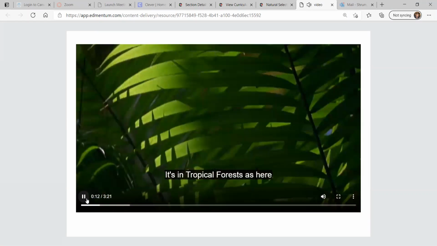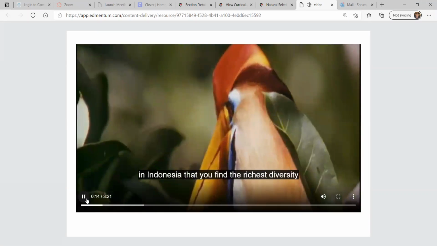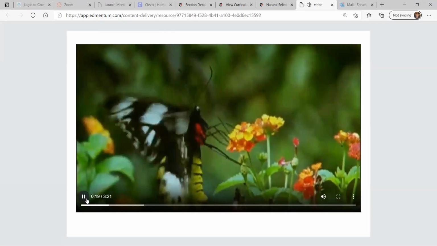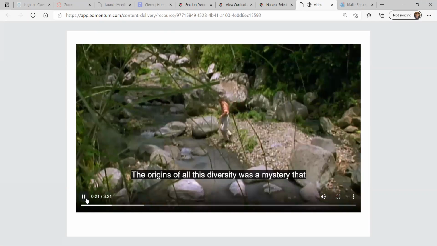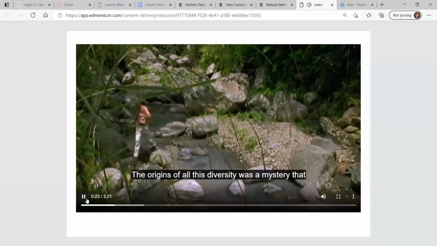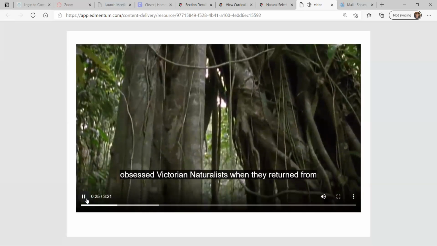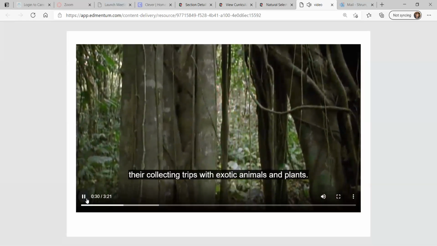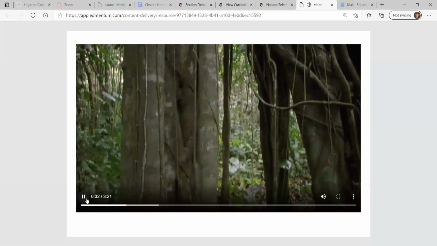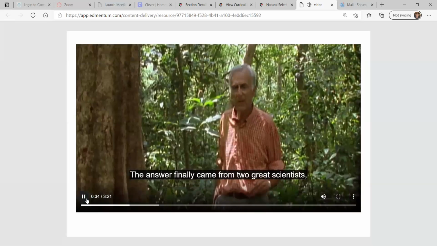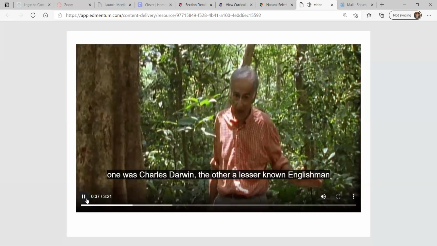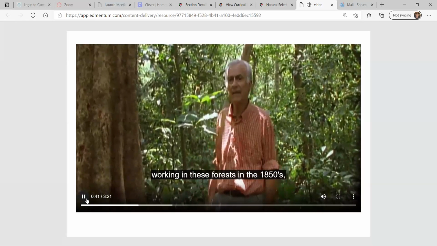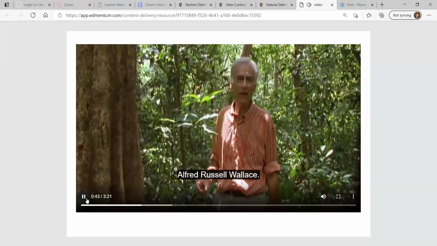It's in tropical forests, as here in Indonesia, that you find the richest diversity of life anywhere on Earth. The origins of all this diversity was a mystery that obsessed Victorian naturalists when they returned from their collecting trips with exotic animals and plants. The answer finally came from two great scientists. One was Charles Darwin, the other a lesser-known Englishman working in these forests in the 1850s, Alfred Russel Wallace.